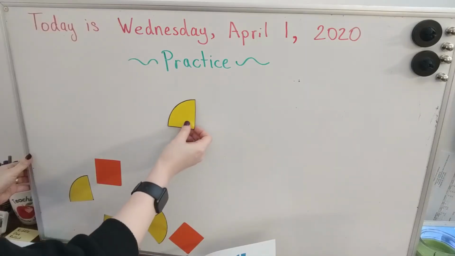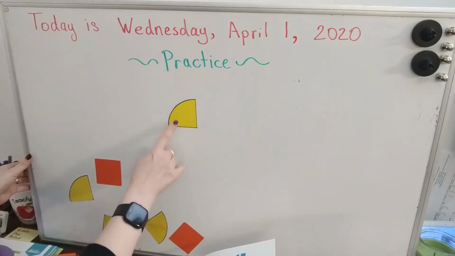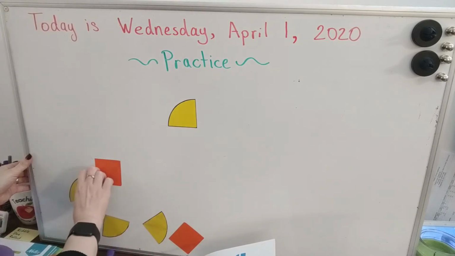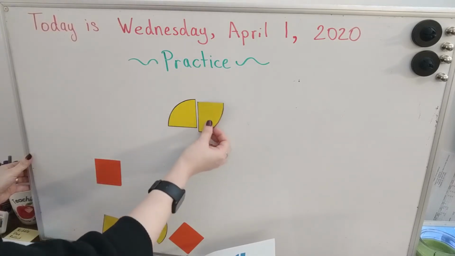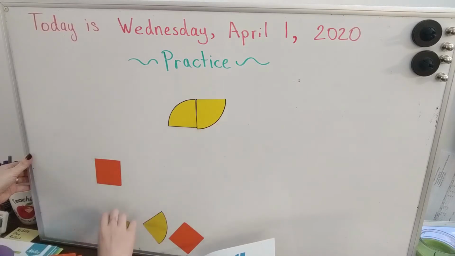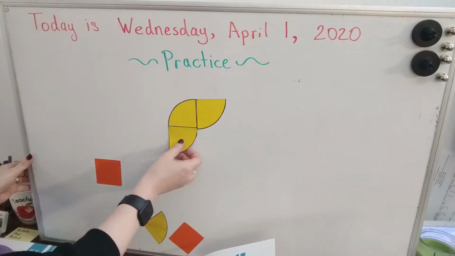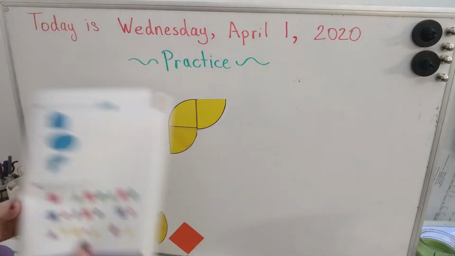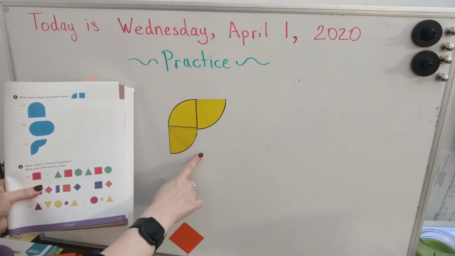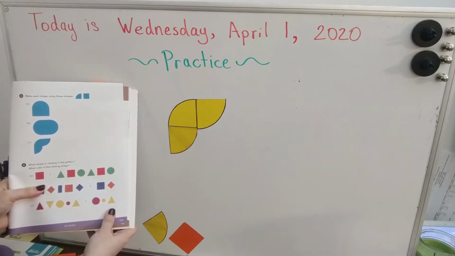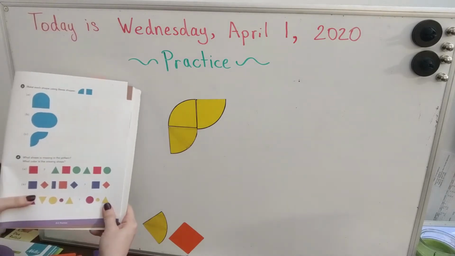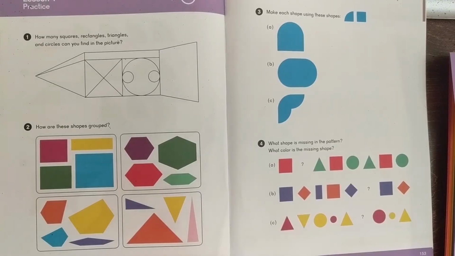Now let's make letter C. For letter C, we're going to use 1 quarter circle and another quarter circle and 1 more quarter circle. Here it is. How did you do? Did you make your shapes too? Great job. Okay, now let's go back and look at number 2.